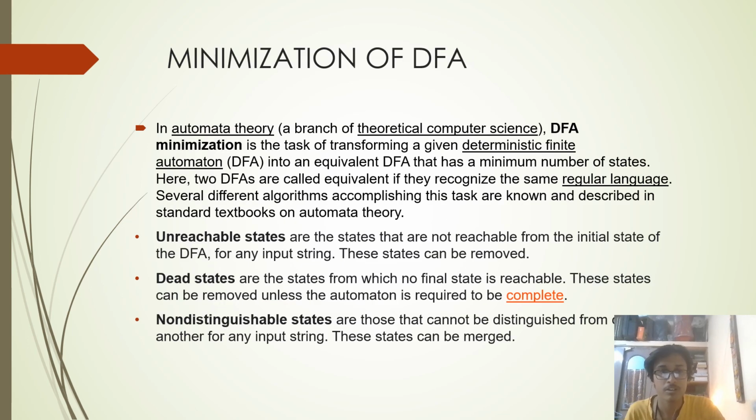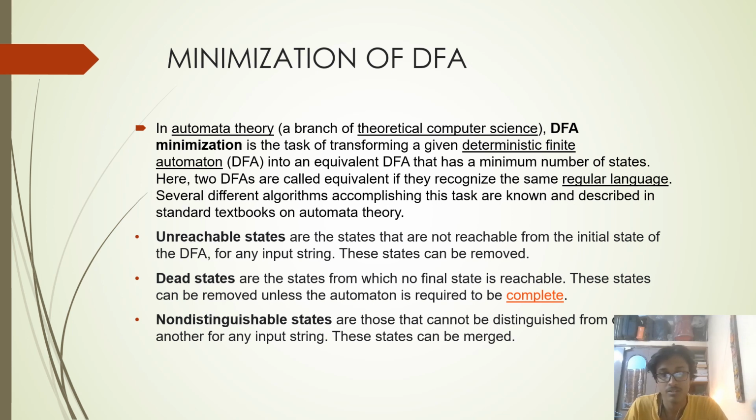Now we are going to learn about the minimization of DFA. In automata, DFA minimization is the task of transforming a given deterministic finite automaton into an equivalent DFA that has the minimum number of states. Two DFAs are called equivalent if they recognize the same regular language. Several different algorithms accomplishing this task are known and described in standard textbooks on automata theory. Unreachable states are the states that are not reachable from the initial state of the DFA for any input string. These states can be removed.